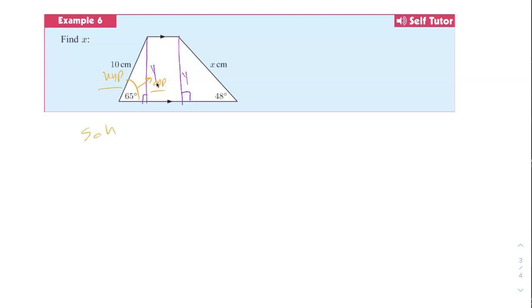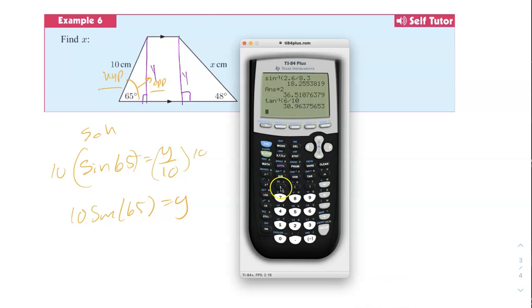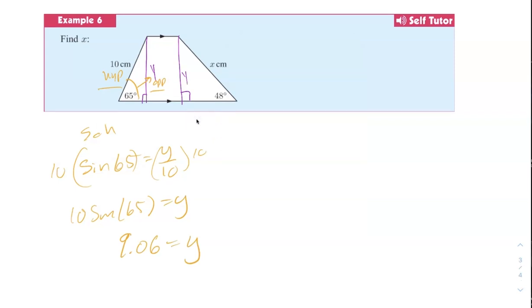So sine of 65 equals y over 10. So multiply both sides by 10. You get 10 sine of 65 equals y. Let's put that in a calculator. I get 9.06 equals y. Okay, so I can use that in my other triangle.